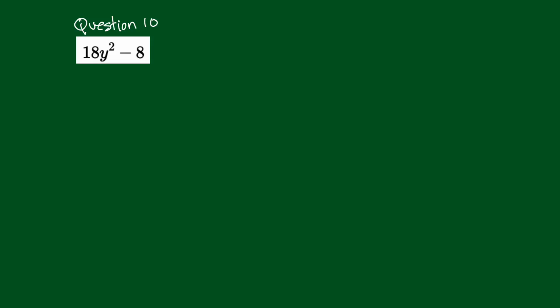Question 10, we got the difference. Now, they don't look like squares, but I also notice that they're both even. So what's common to both of these? 2. I can take a 2 out. So let's take that 2 out. Then what's left? 18 divided by 2 is a 9, y squared. Negative 8 divided by 2 is minus 4.